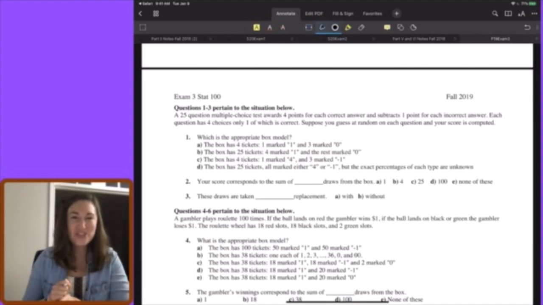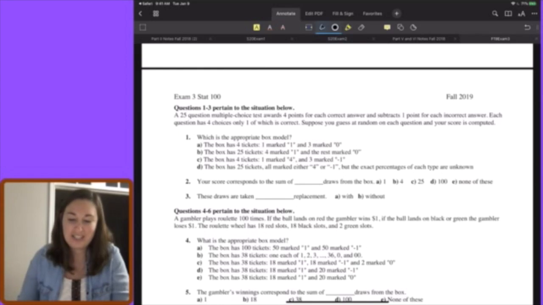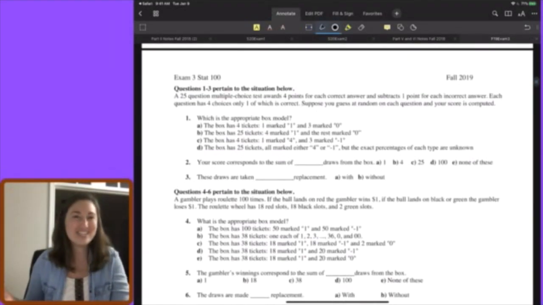Questions 1 through 3, we have this situation. It says we're looking at a 25 question multiple choice test that awards 4 points for each correct answer and subtracts a point for each incorrect answer. There's 4 choices for each question, only one of which is correct. Suppose you guess at random and your score is computed. So this question is first asking, what would the box model be for this situation?